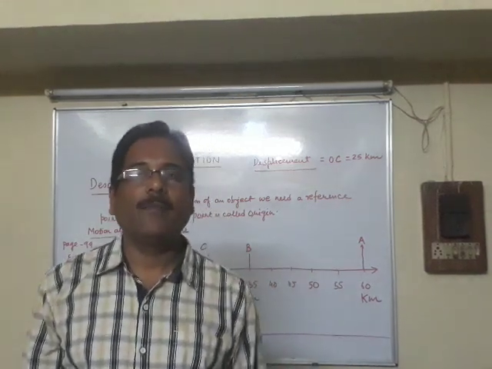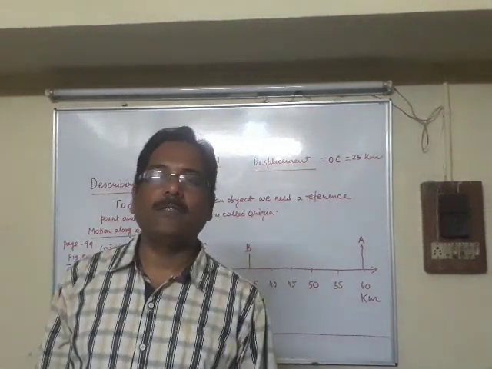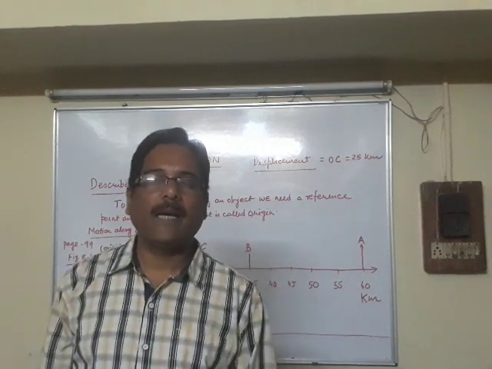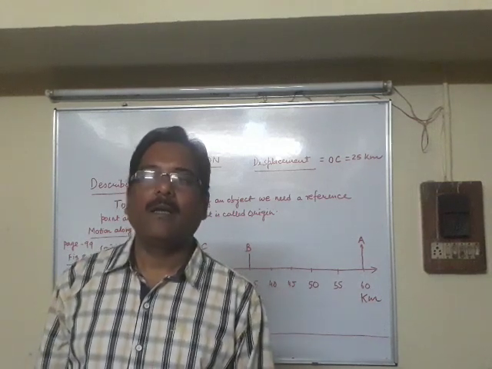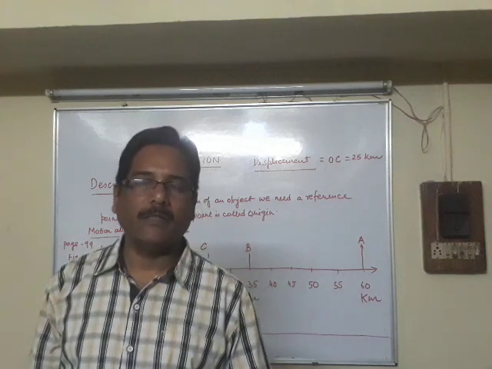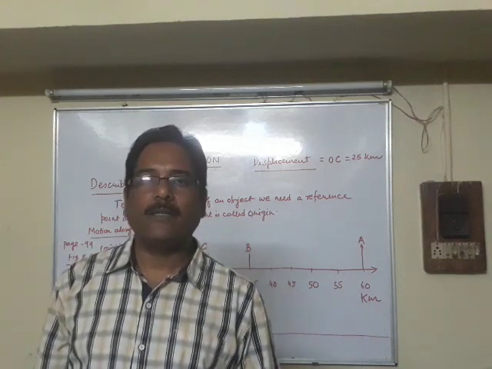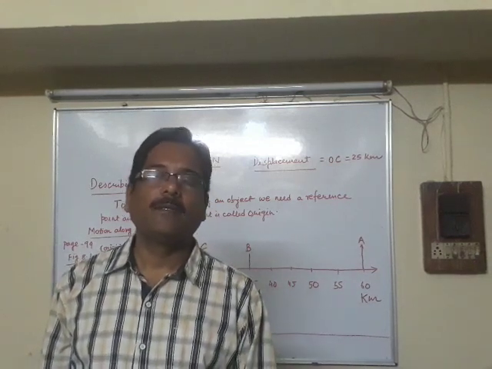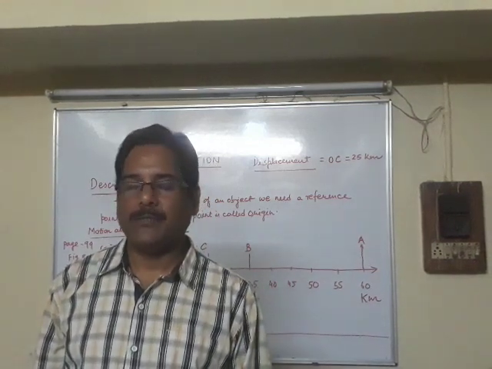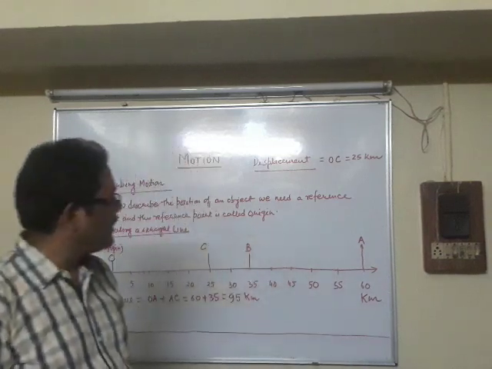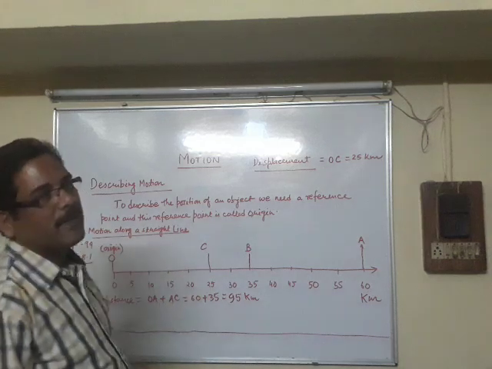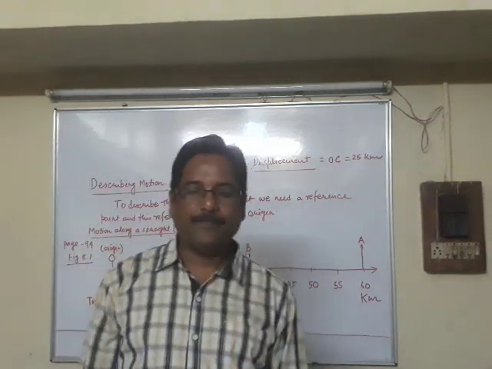Later we will learn about scalar and vector quantities also. Scalar quantities are those quantities which have magnitude only, which can be described by their magnitude, whereas vector quantities are those quantities which are described by their magnitude as well as direction. So here distance is a scalar quantity and displacement is a vector quantity.